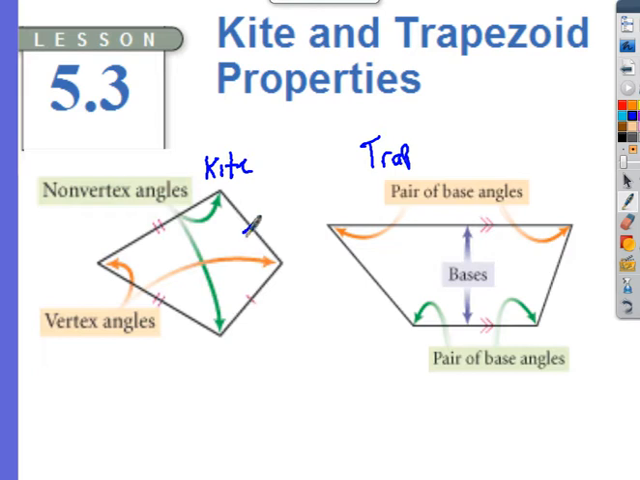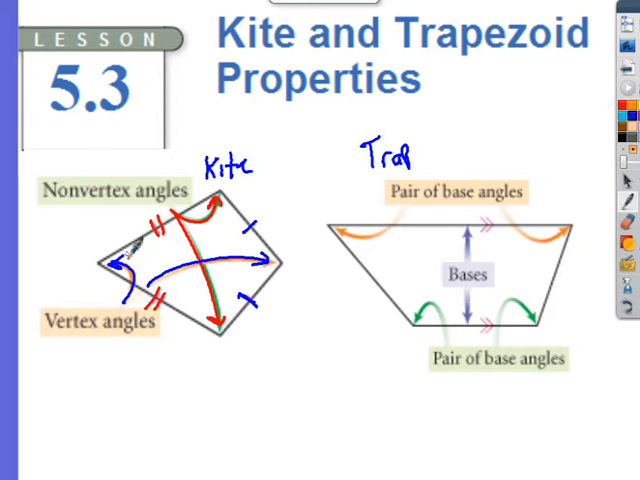And you can see these two sides I just labeled in blue are congruent, and these two sides I labeled in red are congruent. And so the non-vertex angles are the angles that are in between the sides. So they're in between the sides that are not congruent, whereas the vertex angles are between the sides that are congruent. Okay? It's a big difference. You've got to know that.